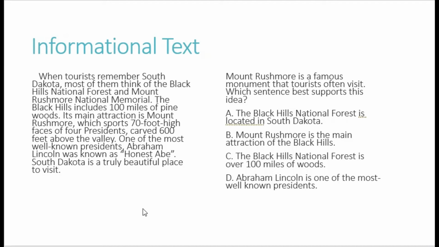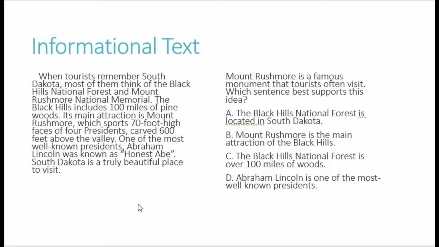When tourists remember South Dakota, most of them think of the Black Hills National Forest and Mount Rushmore National Memorial. Black Hills includes 100 miles of pine woods. Its main attraction is Mount Rushmore, which sports 70-foot-high faces of four presidents carved 600 feet above the valley. One of the most well-known presidents, Abraham Lincoln, was known as Honest Abe. South Dakota is a truly beautiful place to visit. Mount Rushmore is a famous monument that tourists often visit.